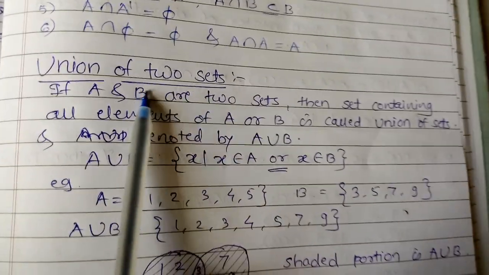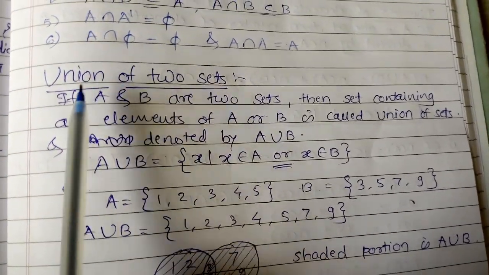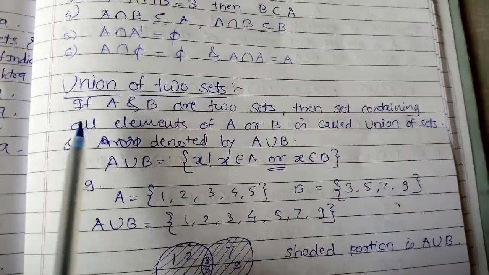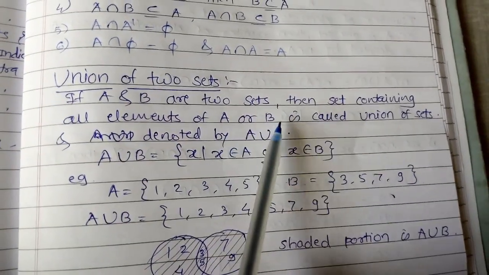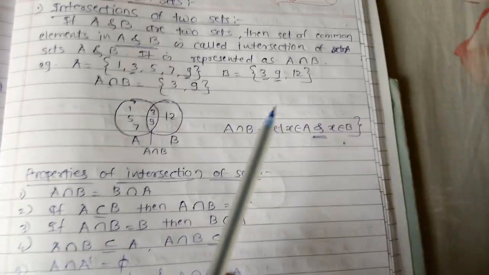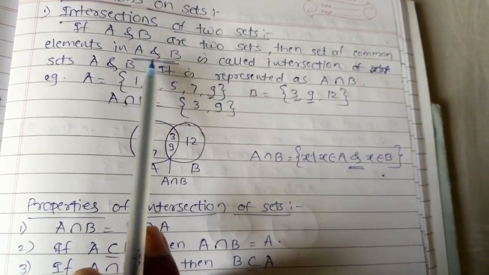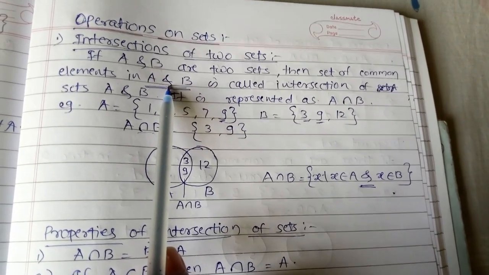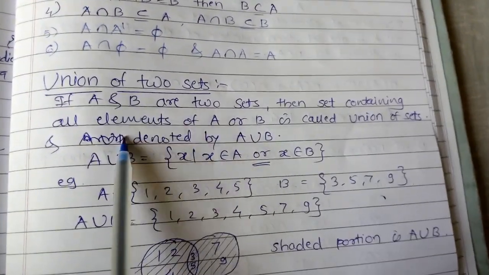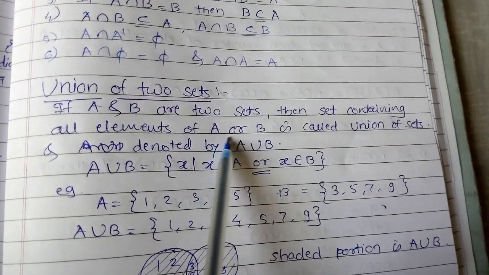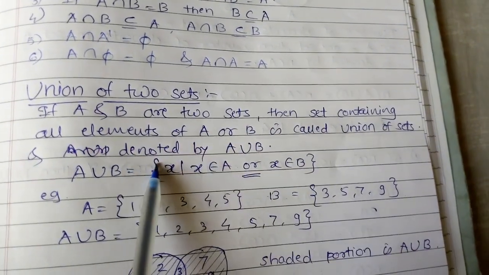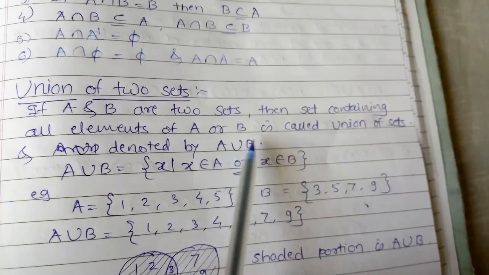Now see the next property, that is the union of two sets. If A and B are the two sets, then the set containing all elements of A or B. यहाँ पे हमने बोला था and. So remember this word. Intersection में जो word आता है वो and है. That is the set of common elements in A and B. And here हमने use किया है, that is A or B. So remember this word. All elements of A or B is called the union of sets, and it is denoted by this sign, that is A union B.